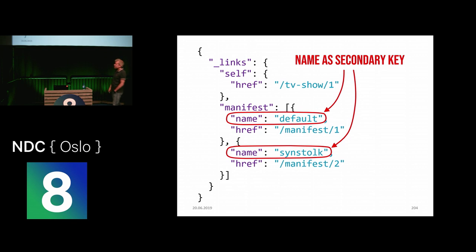In this case, it's for accessibility reasons. So we have a default media manifest, and then you have a manifest that has adaptations for viewers with reduced eyesight.